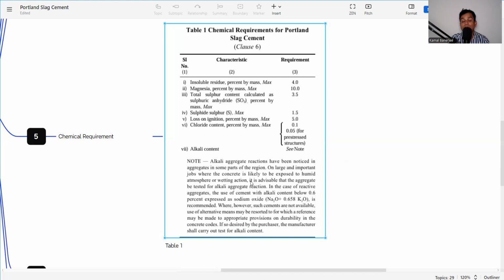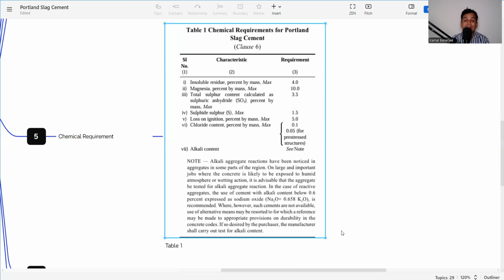So for the alkali test you also need to note the condition: large and important jobs likely to be exposed to humid atmosphere and wetting rain. Then you need to test the alkali content also. Where however such cements are not advisable, use of alternative means may be resorted to, for which a reference may be made to appropriate provisions on durability in the concrete codes. If so desired by the purchaser, the manufacturer shall carry out the test of alkali content.